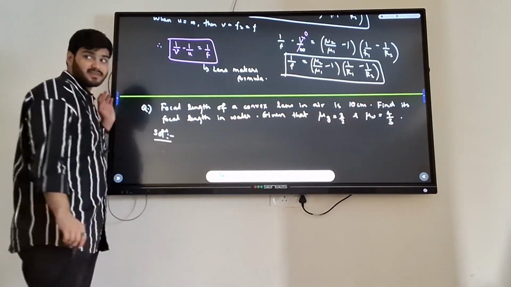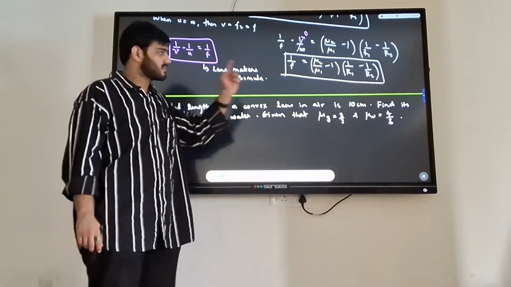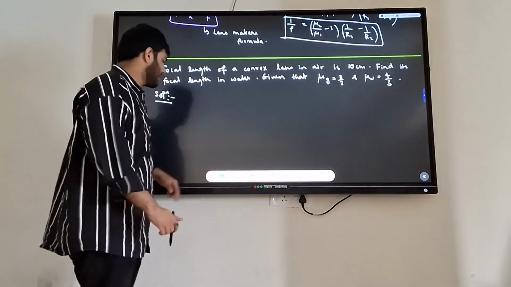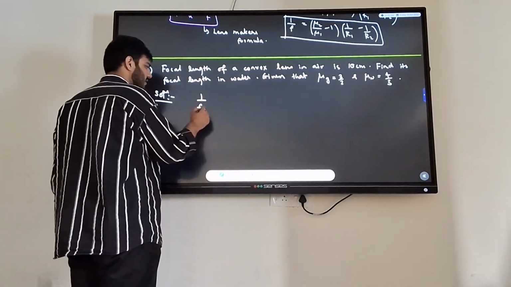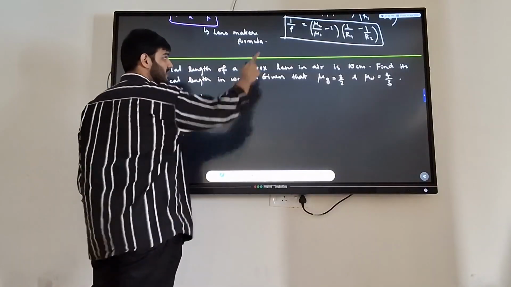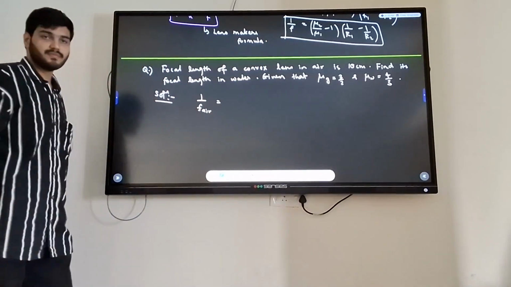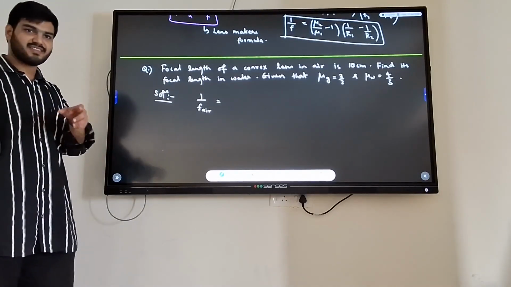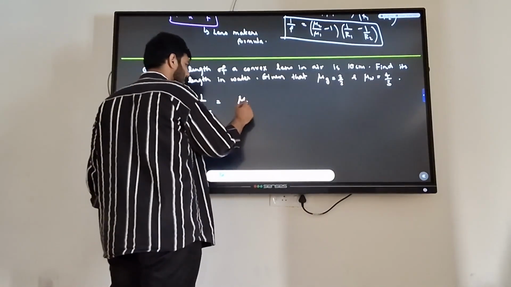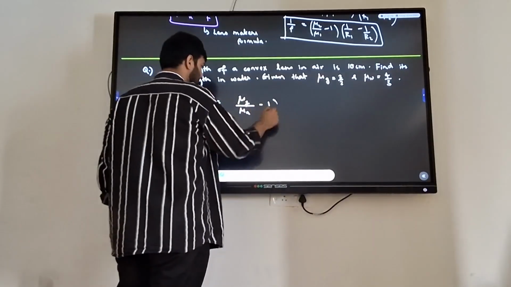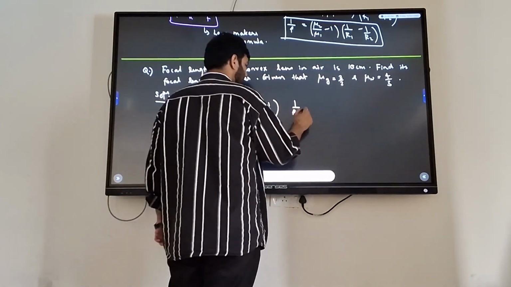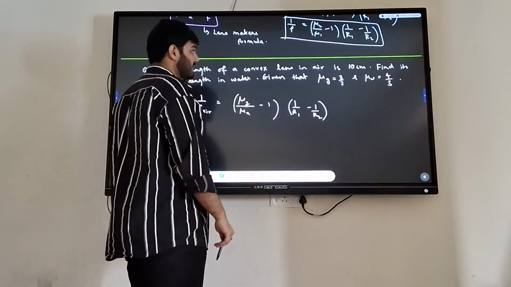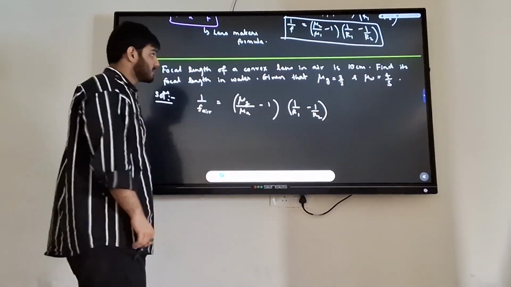Which formula to apply? 1 by f is equal to this formula, right? So, if I apply in air, then for air, what is the formula then? What is the second medium? That's glass. Glass है. Mu g by mu air minus 1, 1 by R1 minus 1 by R2. We have no idea about this. Sir, mu g by mu water. Mu g by what? Mu of water.